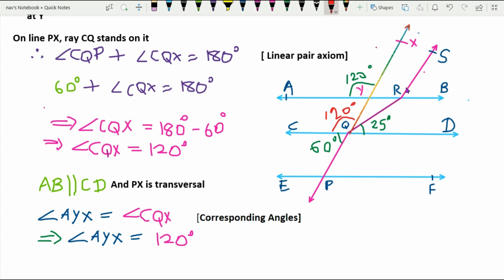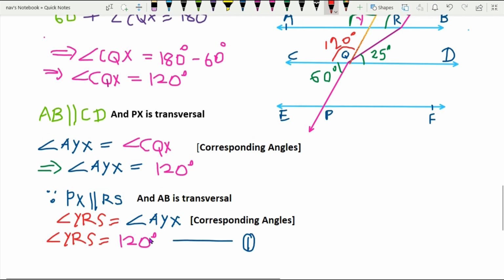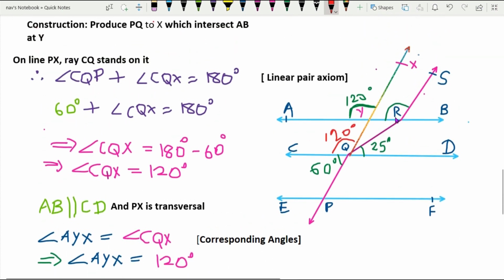So angle YRS will be equal to angle AYX. Same reason, corresponding angles. So angle AYX and this angle YRS will also be equal because of corresponding angles. But we just found the angle AYX as 120 degrees. So instead of angle AYX, just substitute 120 degrees. So angle YRS will also be equal to 120 degrees.